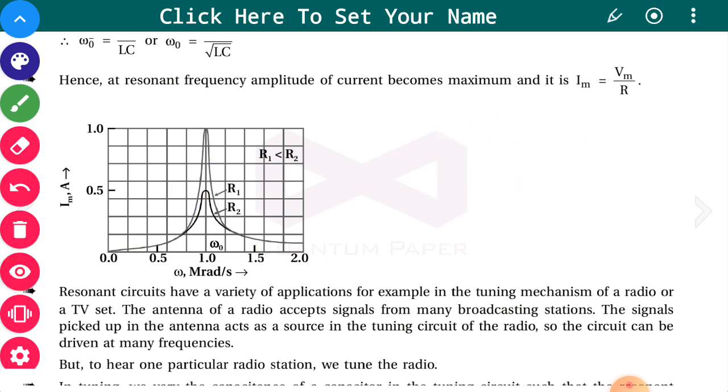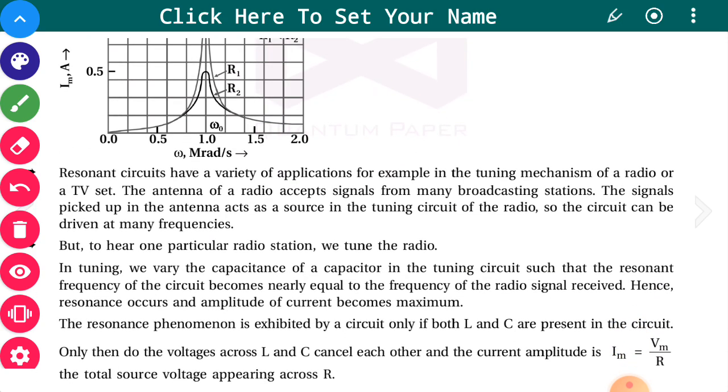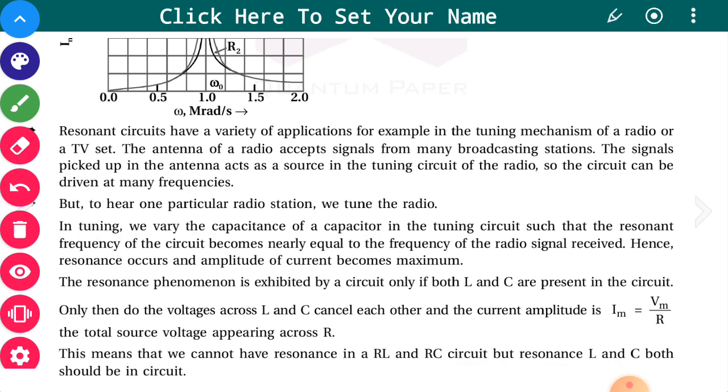Now resonant circuits have a variety of applications. For example, in the tuning mechanism of a radio or TV, wherever there is tuning, this frequency should match. The antenna of a radio accepts signals from many broadcasting stations. The signals picked up in the antenna act as a source in the tuning circuit of the radio. So the circuit can be driven at many frequencies.